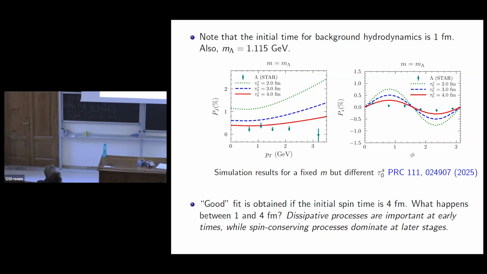These results suggest, so the question is what happens between 1 and 4 Fermi. Since in this approach there is no relaxation mechanism, this is just suggestive of the fact that between 1 and 4 Fermi, the spin actually relaxed to local equilibrium. And after that, it becomes a conservative process.